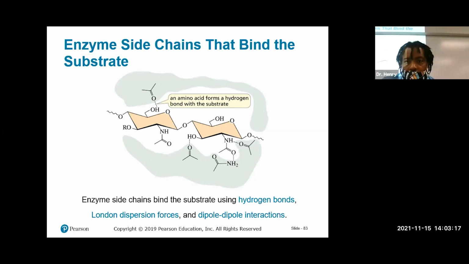So the side chains of enzymes can be, I mean, not hydrophobic, hydrogen bonds. They could be dipole interactions, or they could be dispersion forces. You guys remember all of those? Hydrogen bonds, an oxygen bonded to a hydrogen that's interacting with an oxygen over here, right? That would be a hydrogen bond, or nitrogen, or, you know, okay.